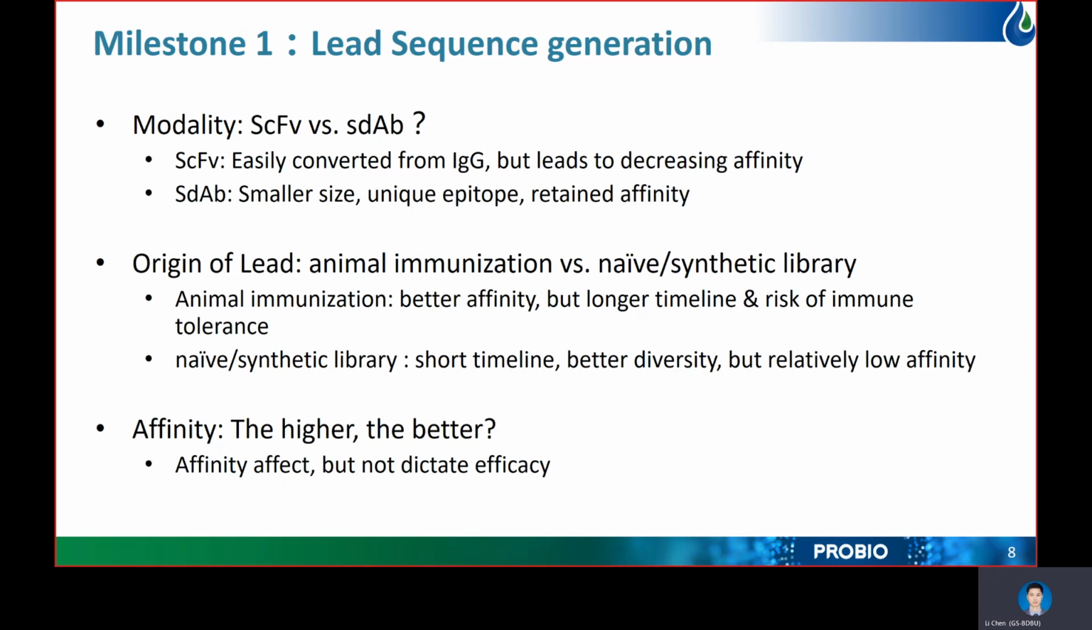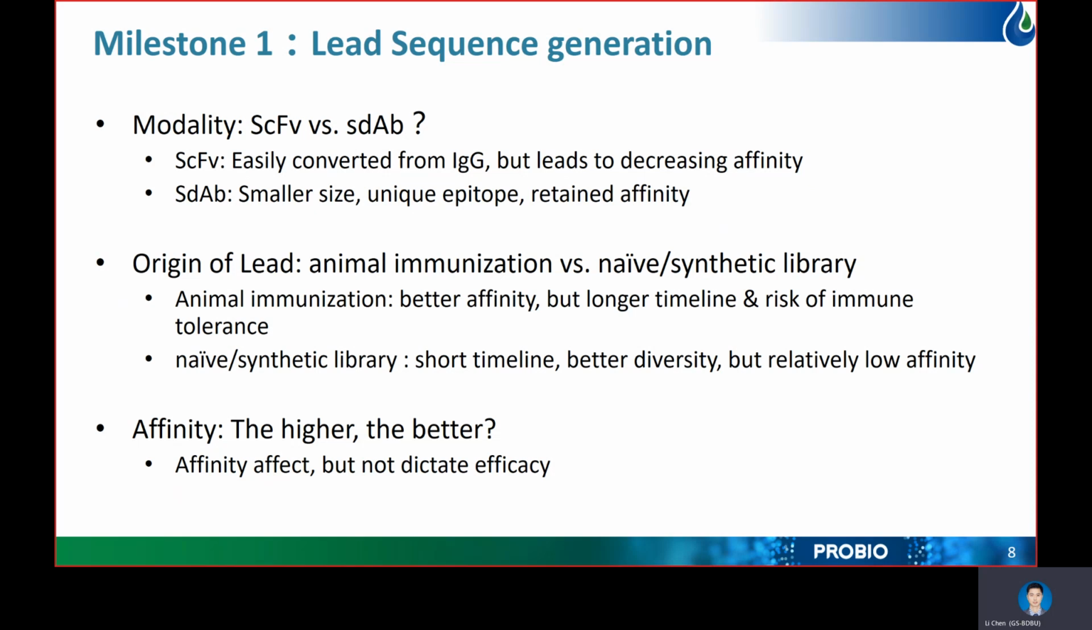To break it down, the first key milestone is lead sequence generation. In order to better define the specific strategy of a lead discovery, we usually start with the following 3 questions. First, which modality should I choose? Single-chain FV can be easily converted from IgG. This feature makes it more popular in the field, since there is great flexibility in terms of platforms and strategy for IgG lead generation.